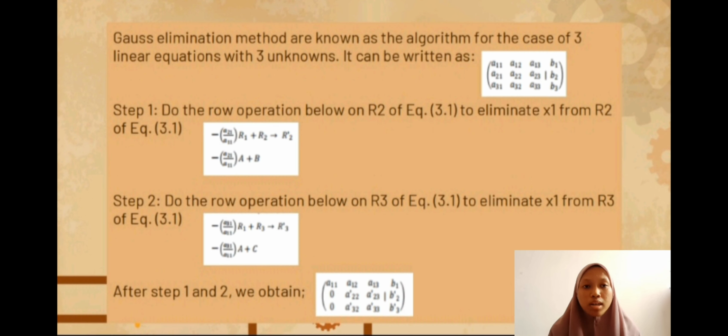We need to do some steps. First step, we need to do the row operation below on row 2 of equation 3.1 to eliminate x1 from row 2, which is R2 of equation 3.1. And step 2, we need to do the row operation below on row 3 of equation 3.1 to eliminate x1 from row 3 of equation 3.1. After step 1 and step 2, we will obtain the new value of the matrices.